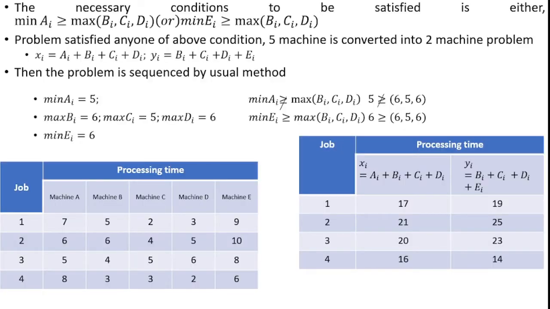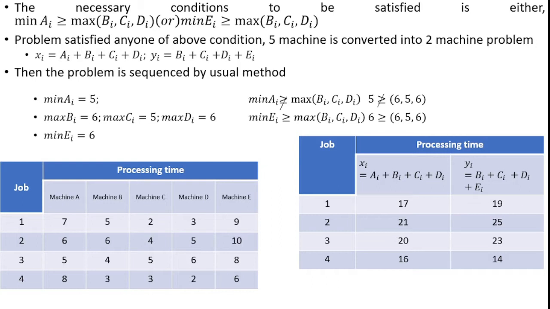So, the first rule is the condition used for solving the problem. The necessary condition to be satisfied is either the minimum of Ai should be greater than or equal to the maximum of machines B, C and D, or otherwise the minimum of Ei should be greater than or equal to the maximum of machines B, C and D. If the problem satisfies either of these conditions, the 5 machine problem is converted into a 2 machine problem.